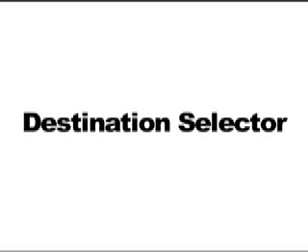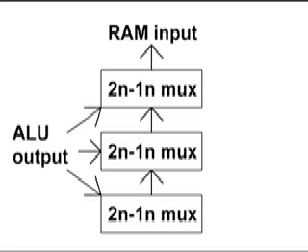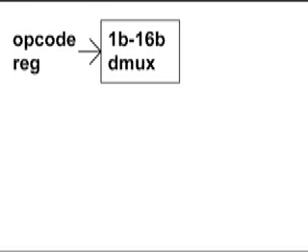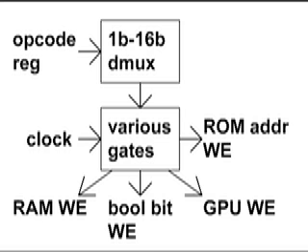Destination selector. The destination selector uses three 2-nibble to 1-nibble muxes to feed one of the 6 ALU operations into the RAM. The address of these muxes is determined by the opcode. To send a write signal to the appropriate destination chip, the destination selector feeds the opcode into a 1-bit to 16-bit dmux. The output of the dmux is processed by various gates and translated into a write signal to one of 4 locations. If you are curious about the specifics of these gates, please consult the schematics.